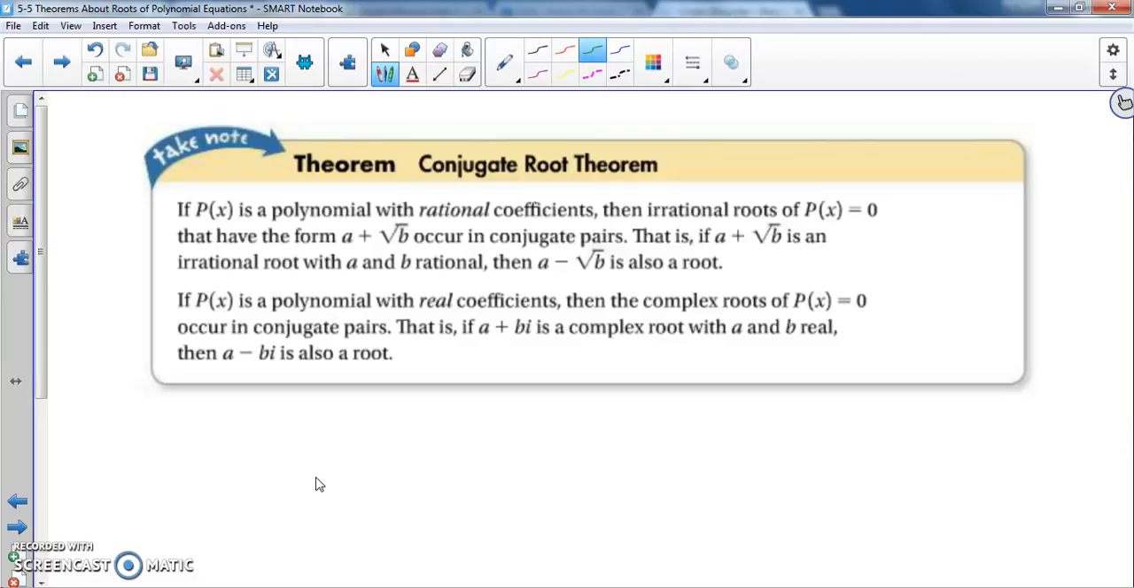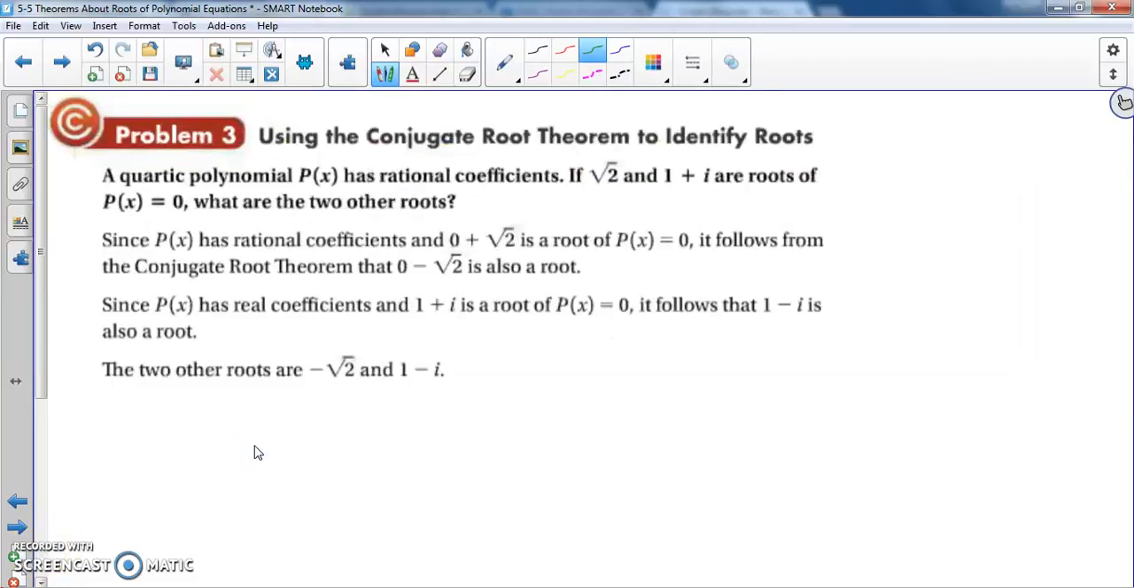The conjugate root theorem also states if p of x is a polynomial with real coefficients, then the complex roots of p of x equals 0 occur in conjugate pairs. That is, if a plus bi is a complex root with a and b real, then a minus bi is also a root. So, using the conjugate root theorem to identify roots.